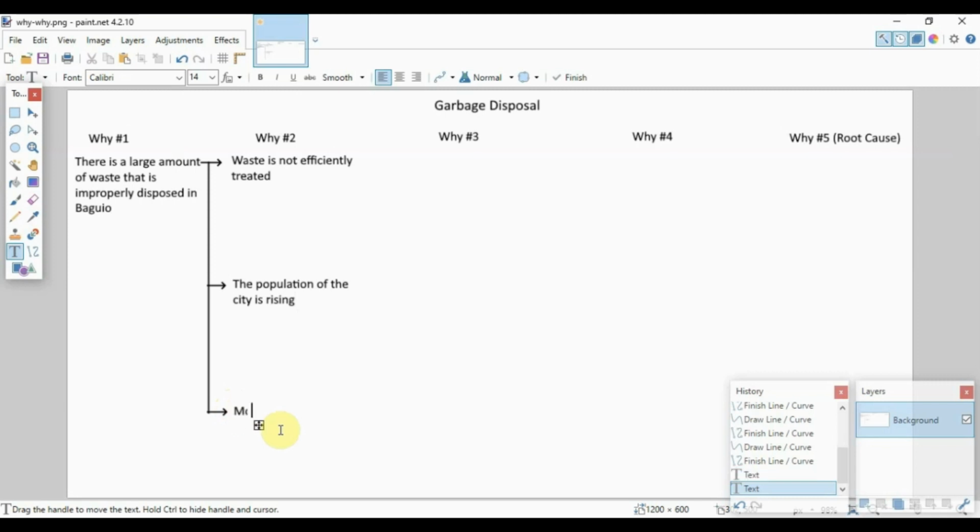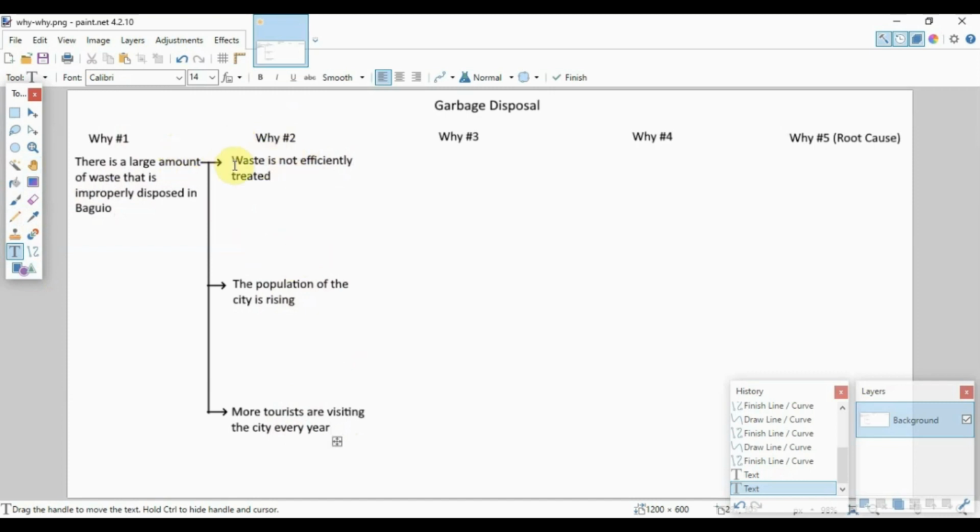Now, let us try to list another answer. One other reason could be more tourists are visiting the city every year. Obviously, the population globally is rising, so we also have more and more people who would like to visit Baguio to experience the different festivals and events here in the city. So these are now our three reasons. From our general problem, we have identified three probable causes as to why waste is improperly disposed in Baguio.